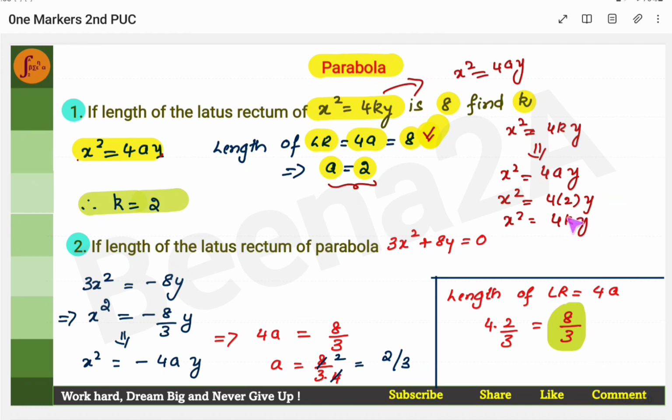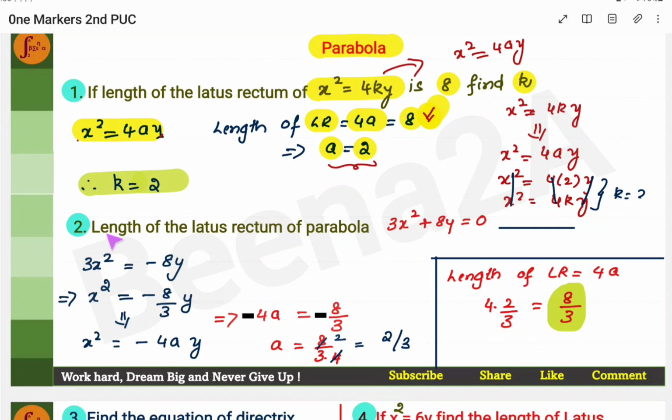Now from both these, what can you make out? If you notice, x and x is same, y and y is same. Here 4 and 4 is also same. What does this mean? K has to be 2, right? K has to be 2 from these two equations. So k is 2.